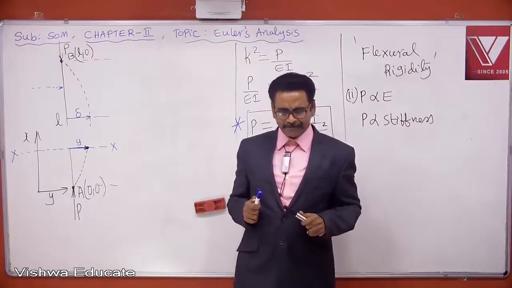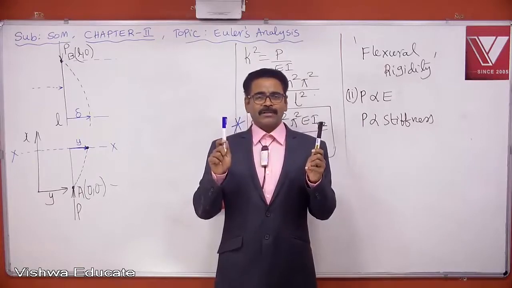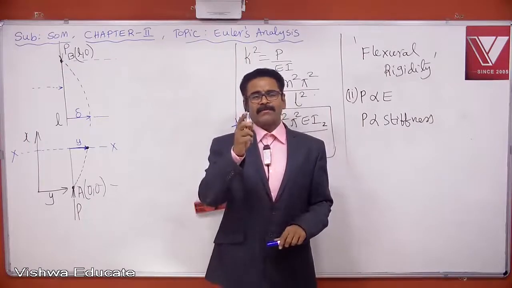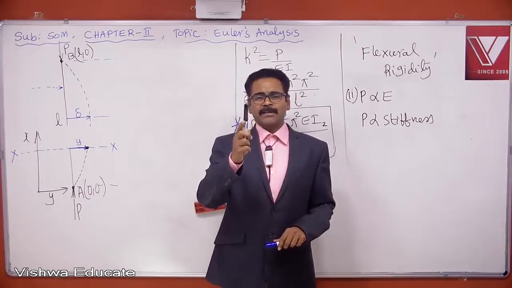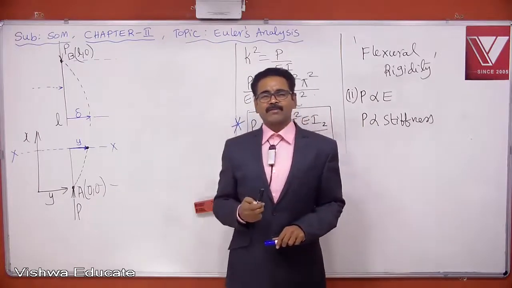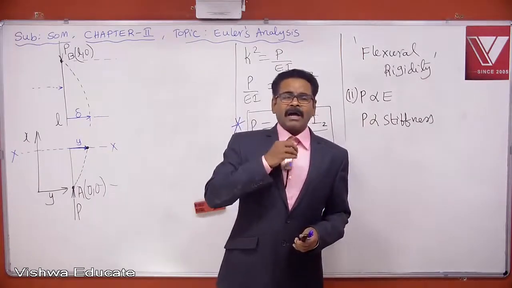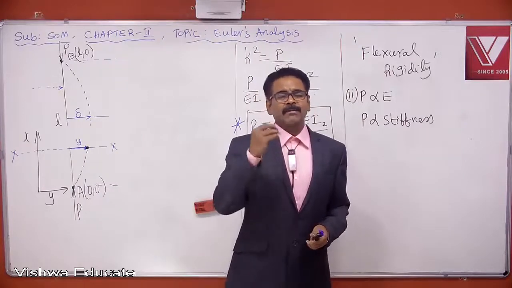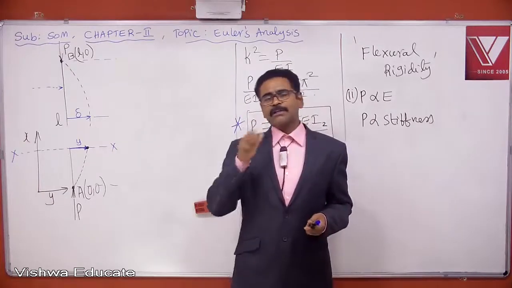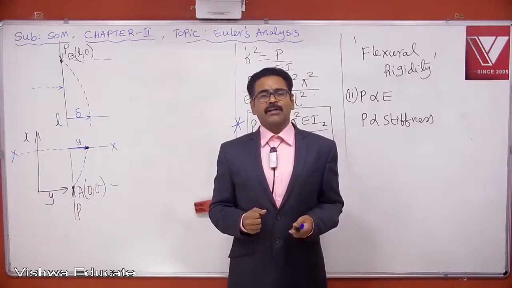Another question came. Only one column, for example. Length of this column is L, Young's modulus is E, moment of inertia is I. What is critical load of this column? n square pi square EI by L square. Now, I double length and I double strength also, man. That means I have to take different materials, obviously, right? Without changing stiffness.